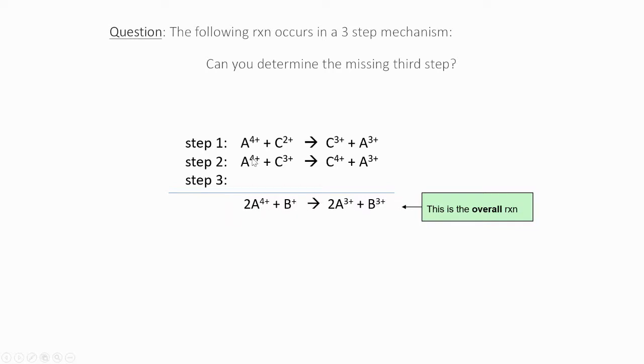All right, so A4 plus, right? There's that. And then we've got A4 plus in the final, so 2 A4 pluses, that's good. But I don't see any B pluses on the left, so I'm going to have to add a B plus on the left.